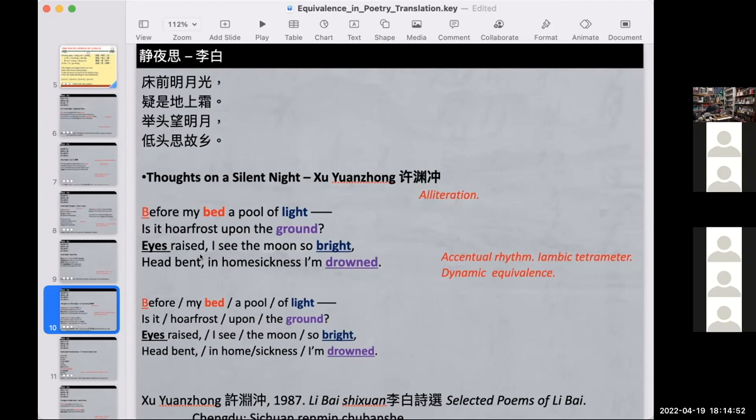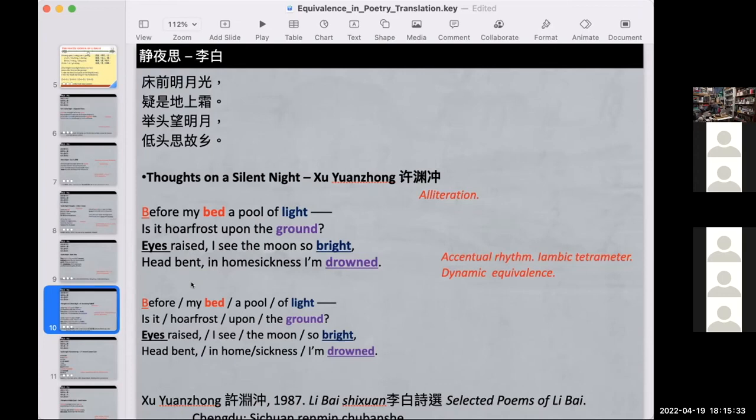Is it hoarfrost upon the ground? And again, upon: you put the stress on upon. And then the ground is unstressed. The ground is a much heavier, longer word, so the stress should be there. Eyes raised is not exactly iambic, but since we follow the iambic rhythm, we can read it. Eyes raised could actually be a spondee. A spondee is a foot of two syllables, both of them stressed. So tam tam, like this. Eyes raised, I see, and then he returns to the iambic.